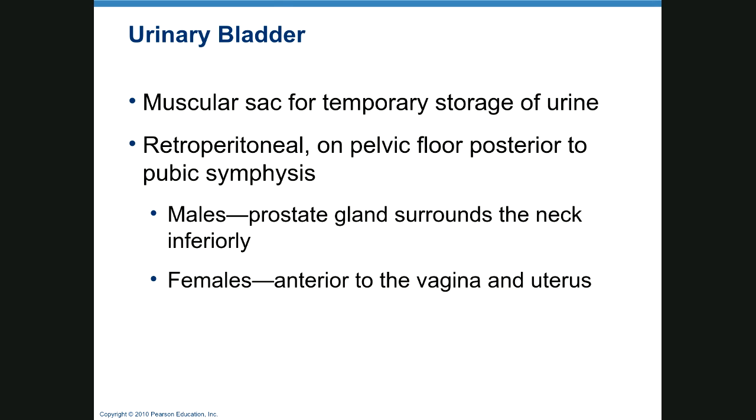Okay, the urinary bladder is a muscular sac for temporary storage of urine. It's retroperitoneal. It's on the pelvic floor, posterior to the pubic symphysis. In males, the prostate gland surrounds the neck of the urinary bladder inferiorly. So in prostatitis in males, it can cause obstruction of urination. In females, the urinary bladder is anterior to the vagina and uterus.